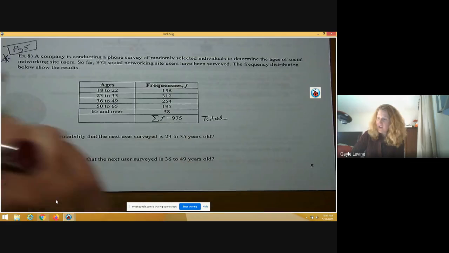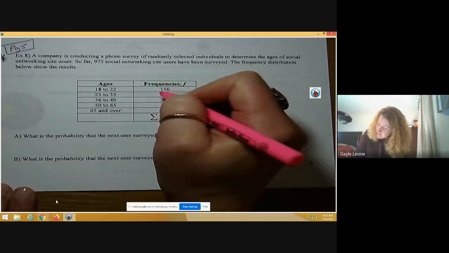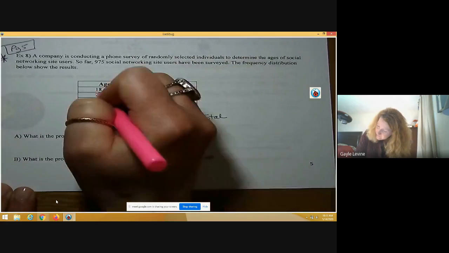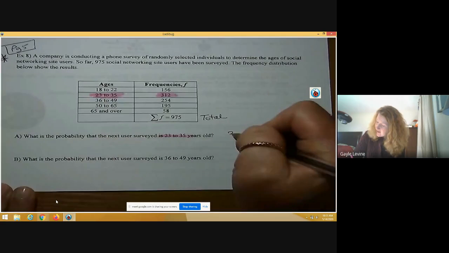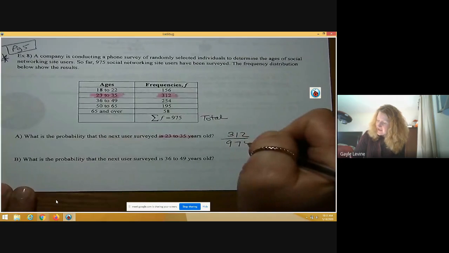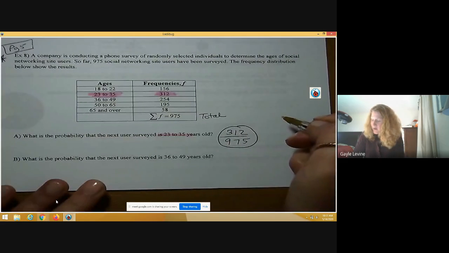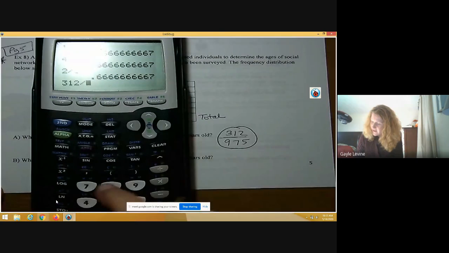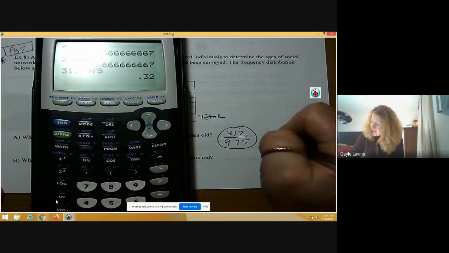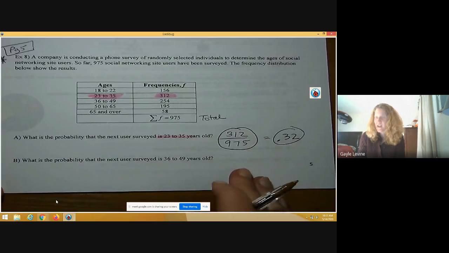So the question A says, what is the probability that the next user surveyed is 23 to 35 years old? Well, if I look at that, I would be going to this particular part of my chart. And there are 312 individuals out of the 975. So this is my exact experimental probability. And then again, we can round that to 312 divided by 975, and then you're going to get 0.32. Okay, so this one does not go on forever. It's terminating instead of non-terminating.